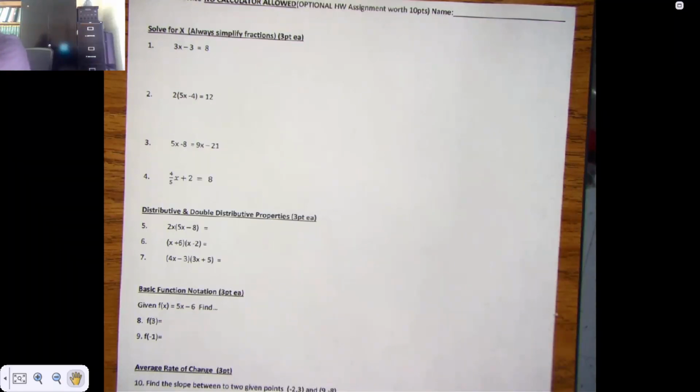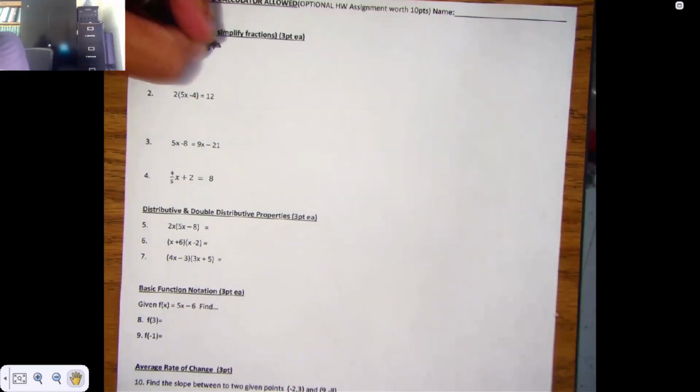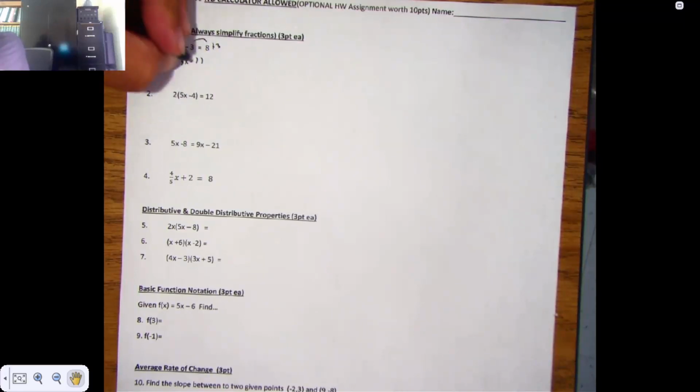All right, so solve for x. Always simplify any fractions, worth 3 points apiece. We're going to do the opposite of subtraction, which is addition. So 3x is now 11 because 8 plus 3 is 11. We're going to divide that 3 out. We're going to have 11 thirds, 11 over 3.